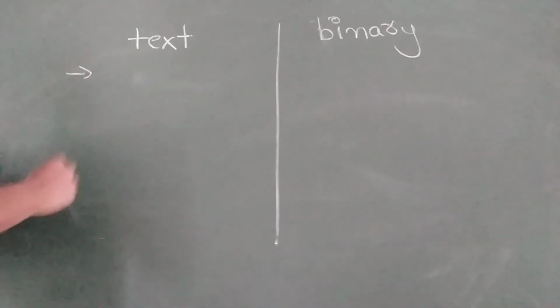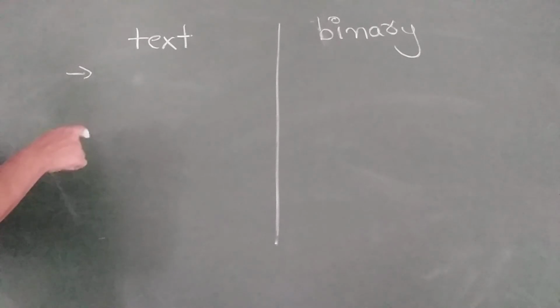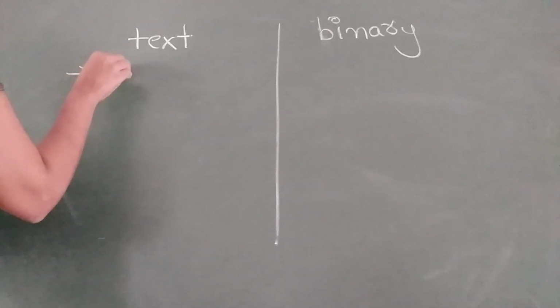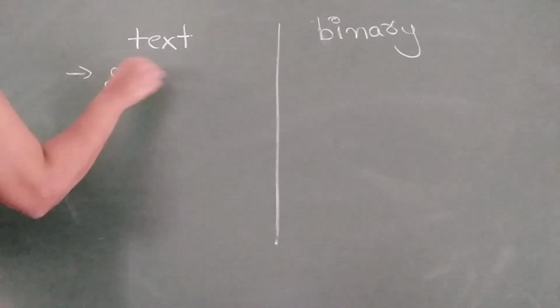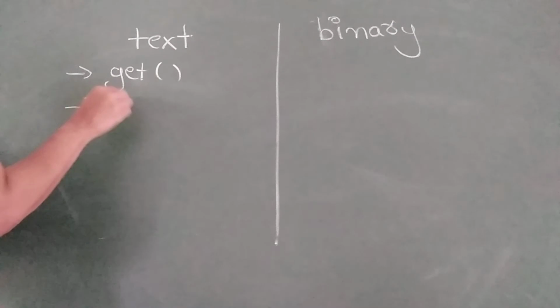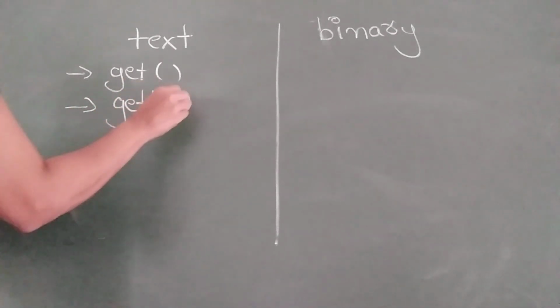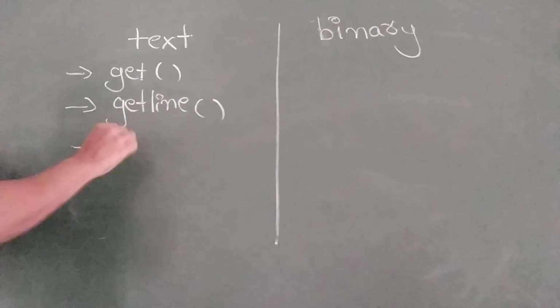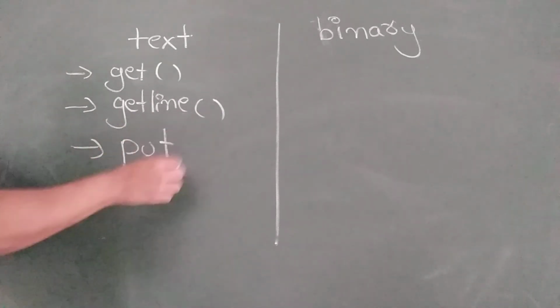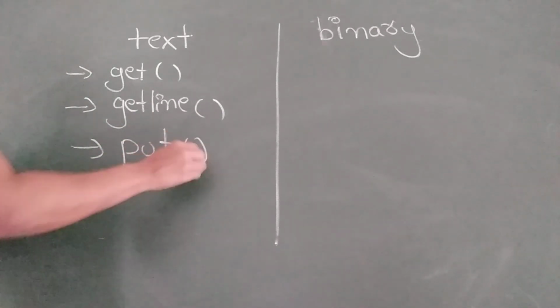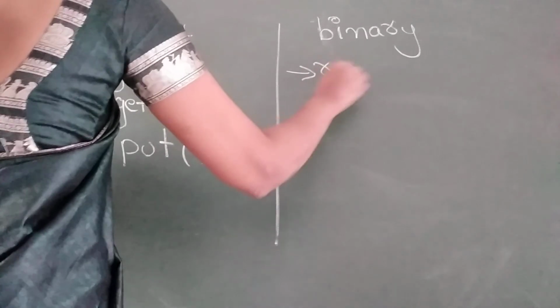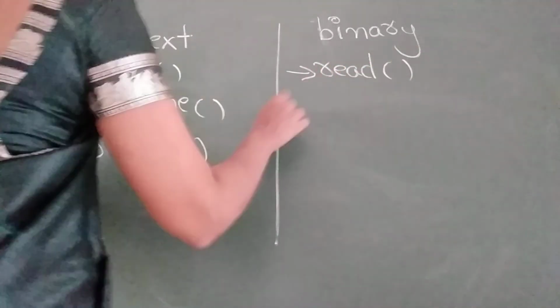In a text file, the functions are getline and put off. What are the functions on a binary file? Read off and write off.